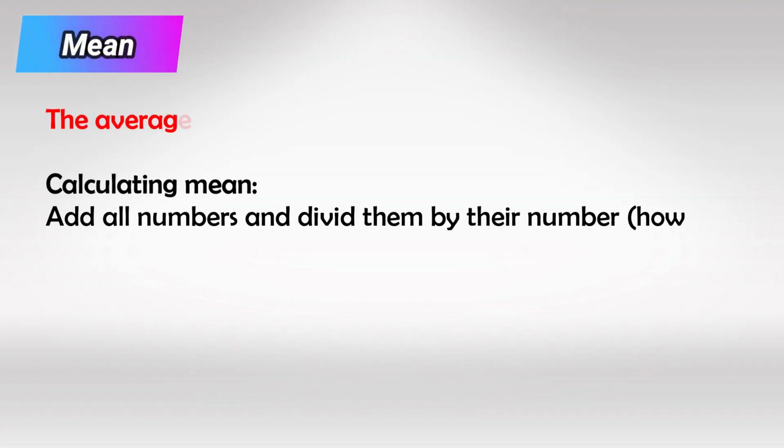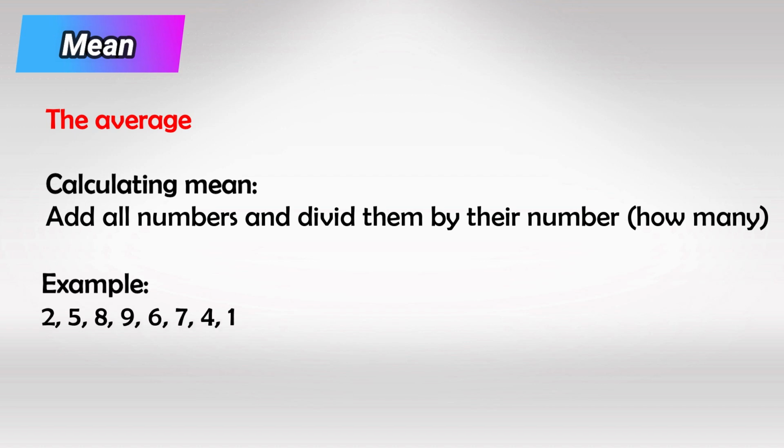The mean is simply the average. So you add everything and divide them by their number. So in this example, we add these numbers and we divide them by 8 because we have 8 entries. And the answer is 5.2.